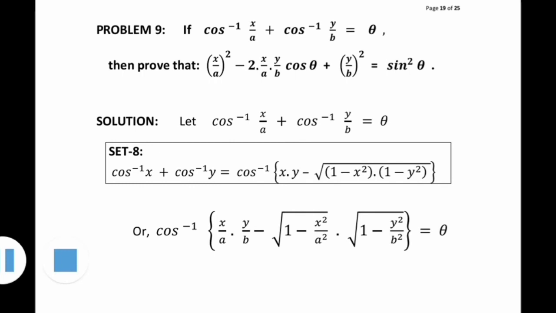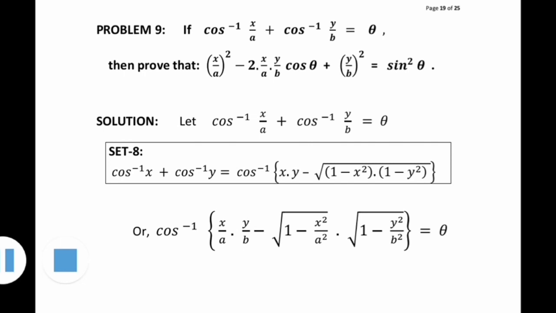Let us consider the given equation first, that is cos inverse x by a plus cos inverse y by b equals theta. So we are in a position to apply a formula from set 8, that is cos inverse x plus cos inverse y equals cos inverse of, inside the bracket, xy minus square root of 1 minus x square into 1 minus y square. So if we apply it, we get the next step here: cos inverse of, inside the bracket, x by a into y by b minus square root of 1 minus x square by a square into square root of 1 minus y square by b square, that equals theta.